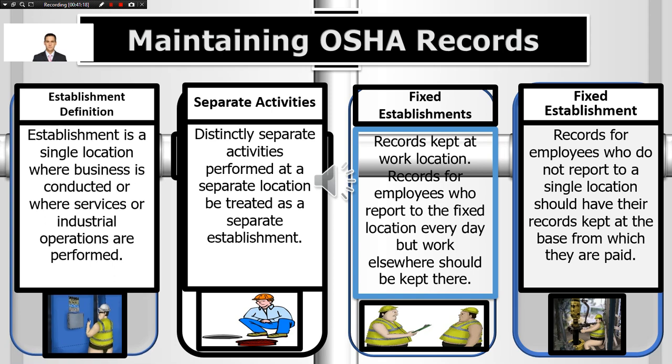Let's talk fixed establishment. Records are kept at the work location. Records for employees who report to the fixed location every day but work elsewhere should be kept there. Records for employees who do not report to a single location should have their records kept at the base from which they are paid.